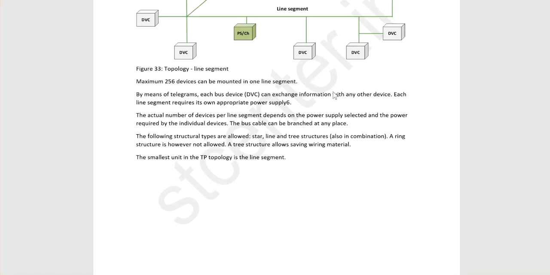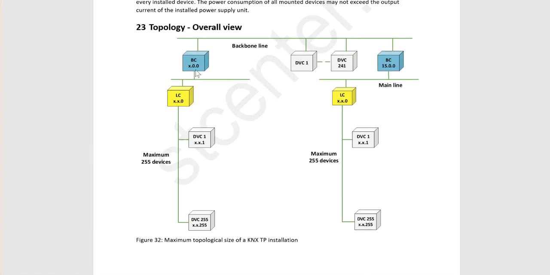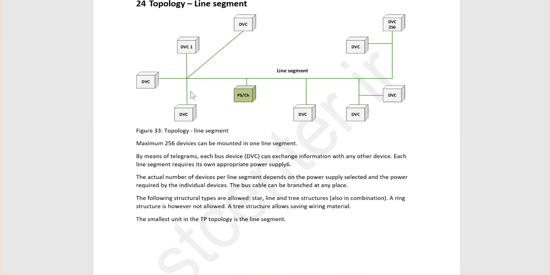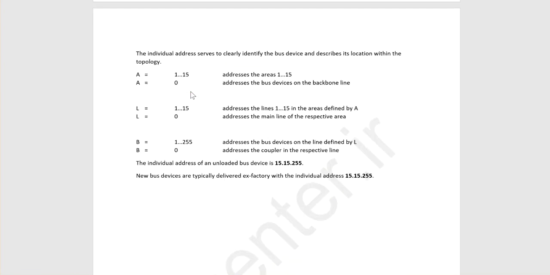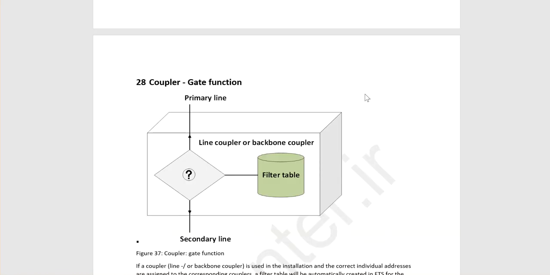Always you can come to this picture and see this x.0.0, x.x.0 or x.x.1. These can show you how the address can be changed according to the position in a topology. Yes. Good. So when a new device comes from the factory, or when you unload the device or do the factory reset, the physical address turns to 15.15.255. You can consider that also.